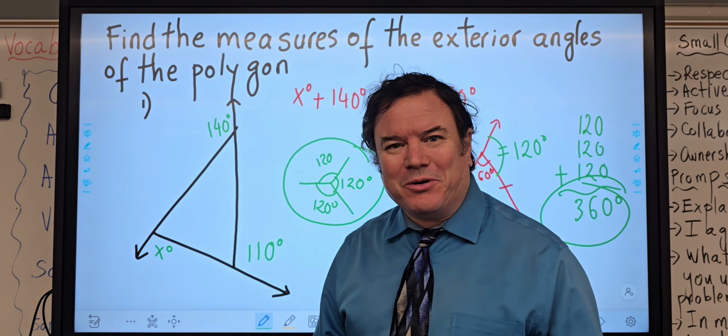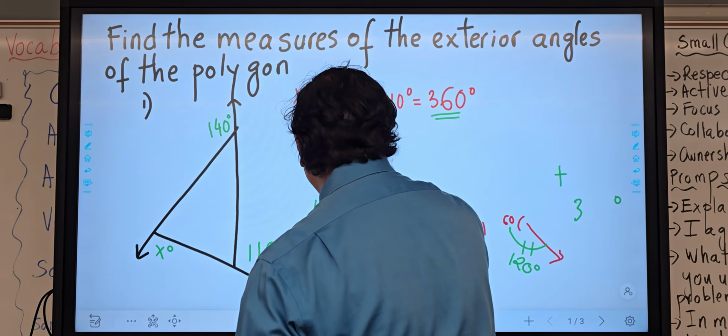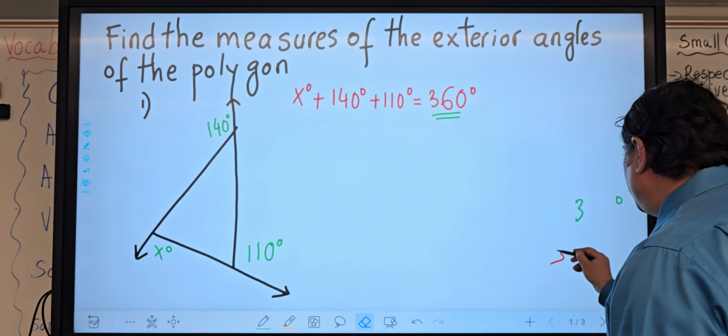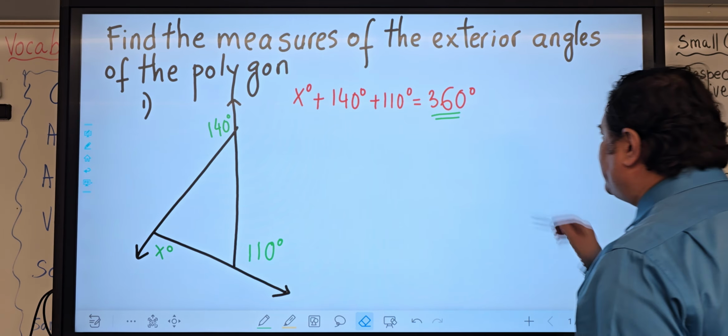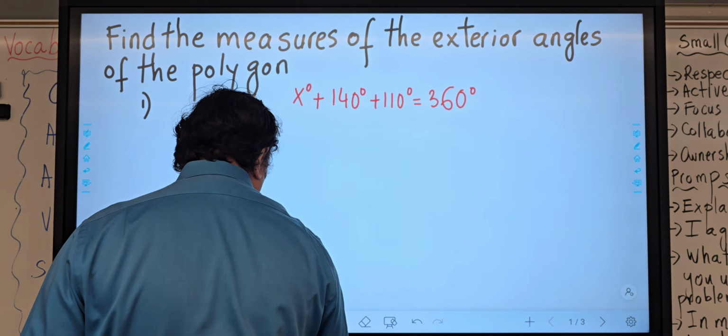Let's erase this proof and solve the problem. Again, we set up an equation: we add all these angles together, x plus 140 plus 110, which, like we proved, should equal 360 degrees. Now we are going to simply solve this equation for x.